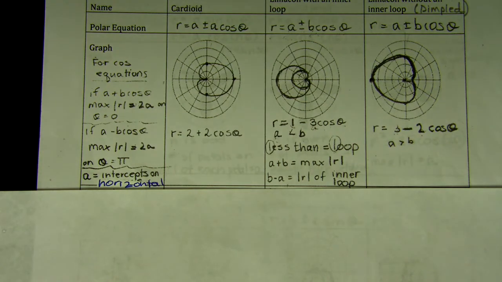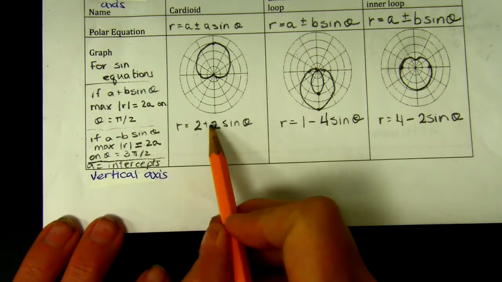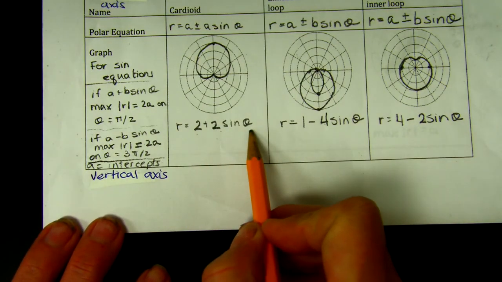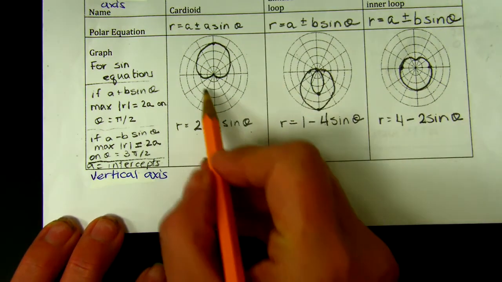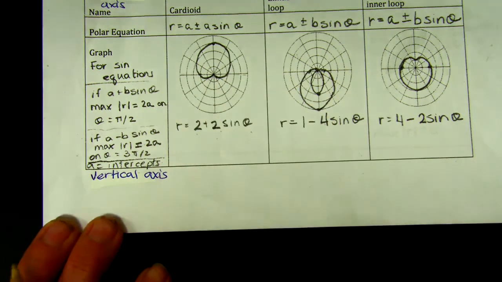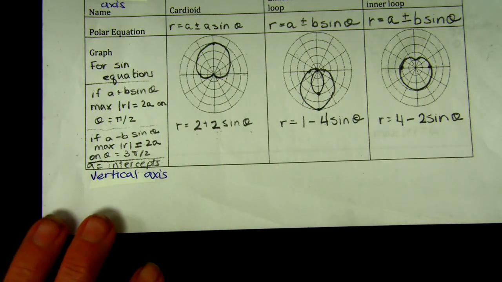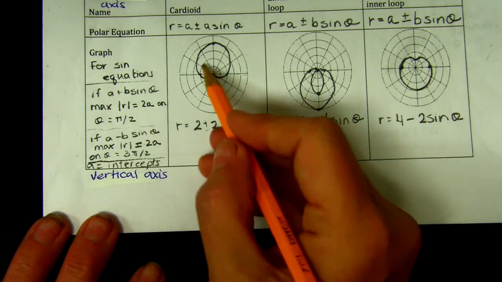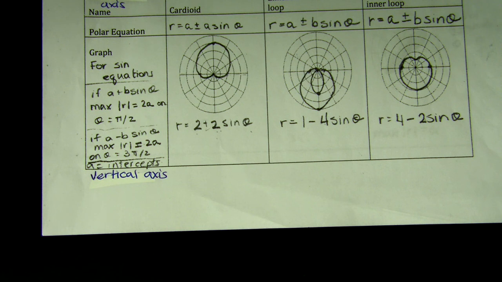Now we can make all those same conclusions with the sine equations. So here are some graphs for sines. If I have r equals 2 plus 2 sine theta, again, we know that the maximum r value is 4. I know that it's going to intersect on the horizontal axis at 2, and it's going to look like a cardioid because a is equal to b. And because this is a plus sign, it's going to be up here in the positive area of that vertical axis.